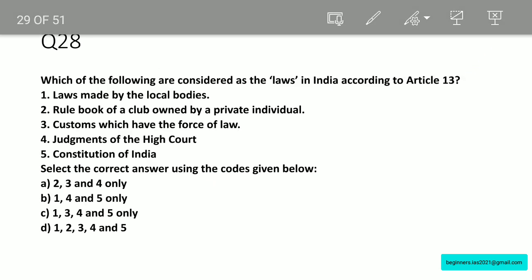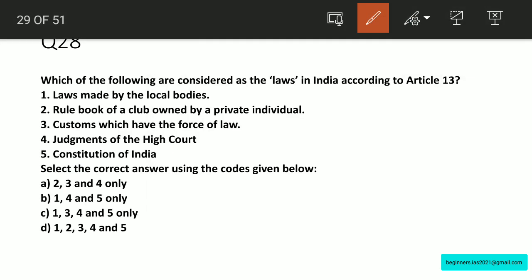Let us move on with question number 28. Which of the following are considered as law in India according to Article 13? See, what is Article 13? The law made by local authorities is also considered as law under Article 13. Yes, statement number 1 is right. What about statement number 2? The rules made by a private individual cannot be considered as law, but it is given as the club owned by the private individual. Therefore, it is wrong. You can eliminate A and D also.